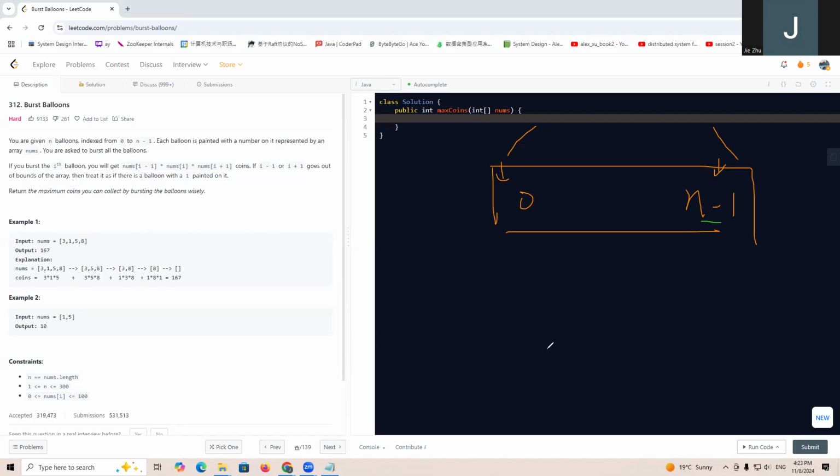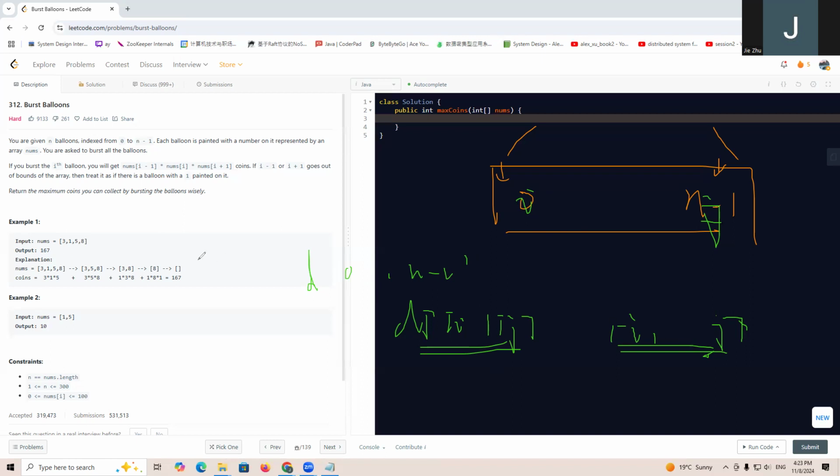So let's have dp[i][j] represent the maximal score we get in a range i to j, right? So we burst all the balloons in the range i to j, where i and j are inclusive. So if we calculate this, the final state we want is just dp[0][n minus 1], right? So if we have this dp[i][j], what is our substate?